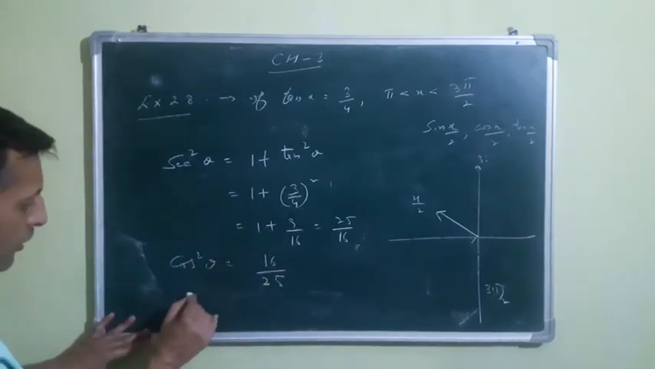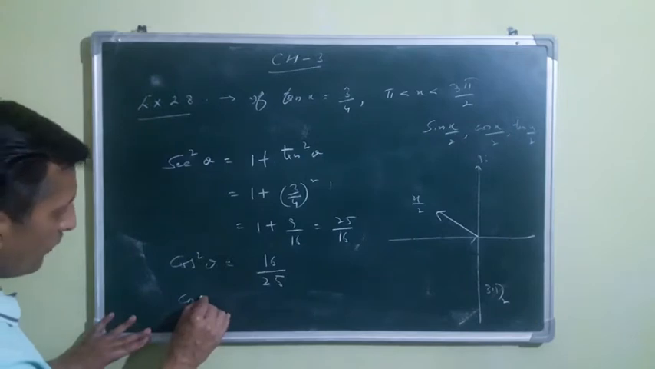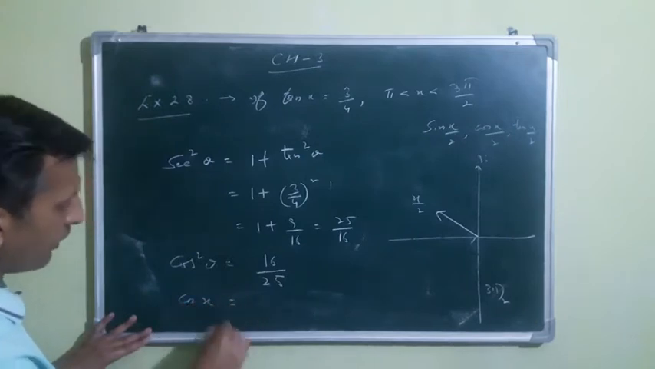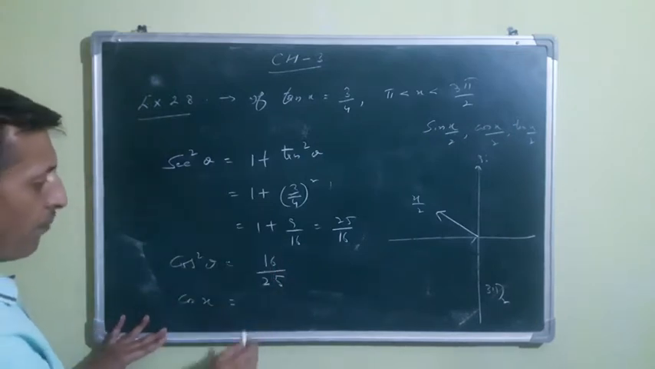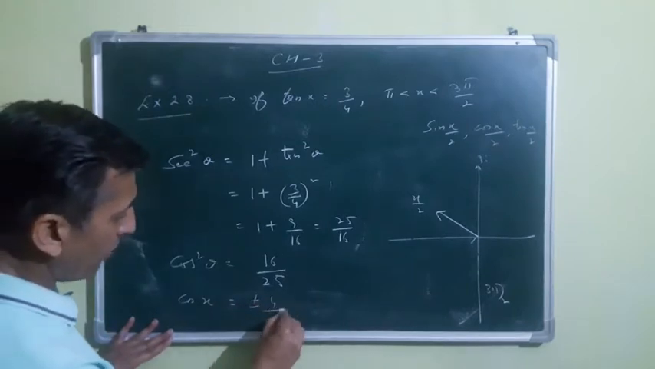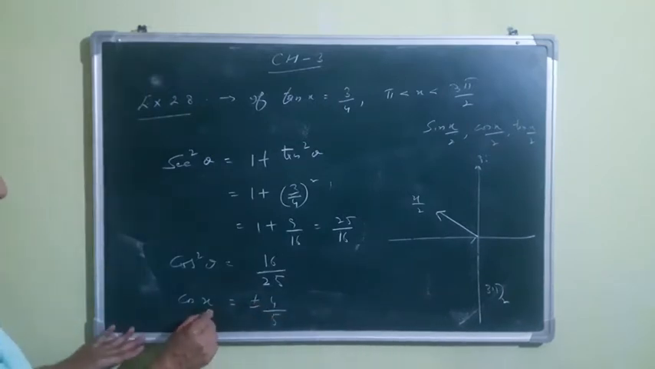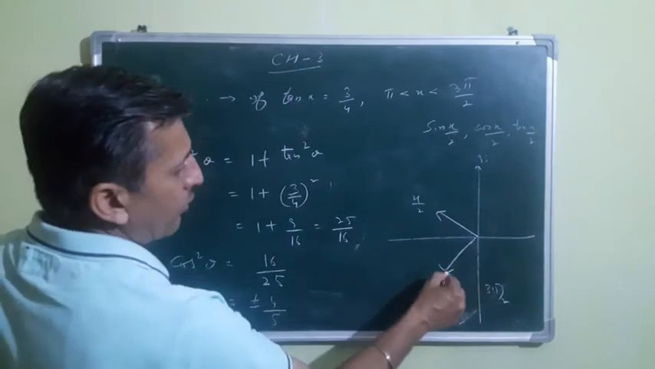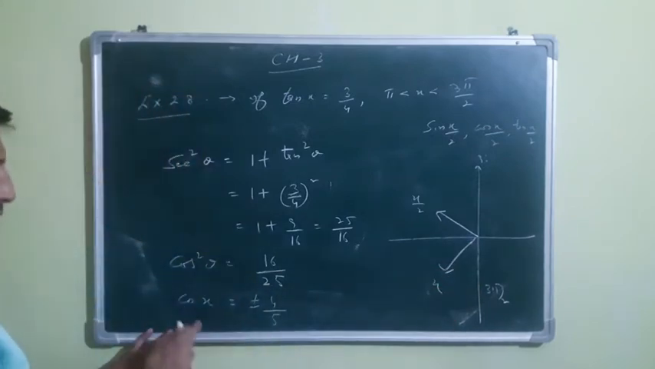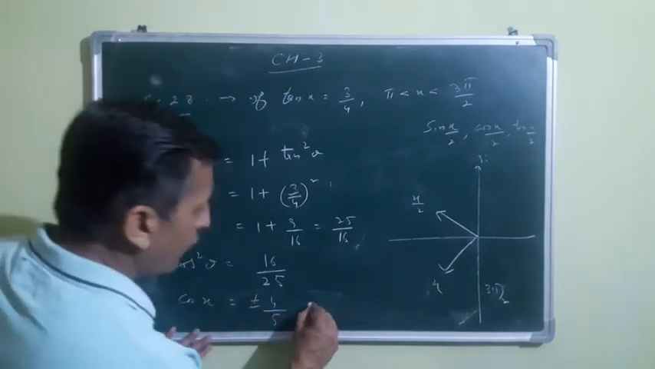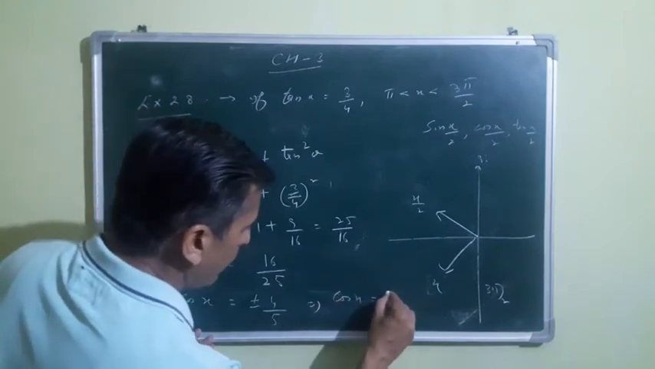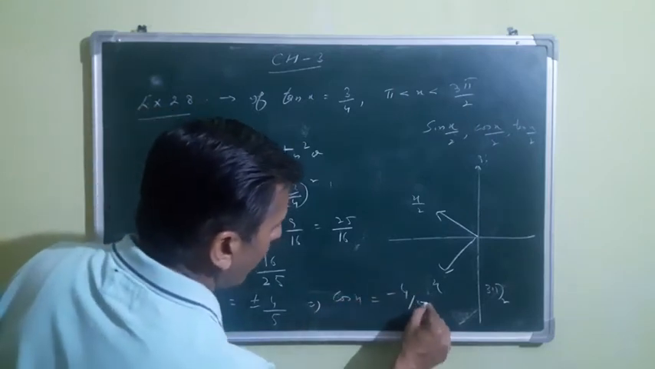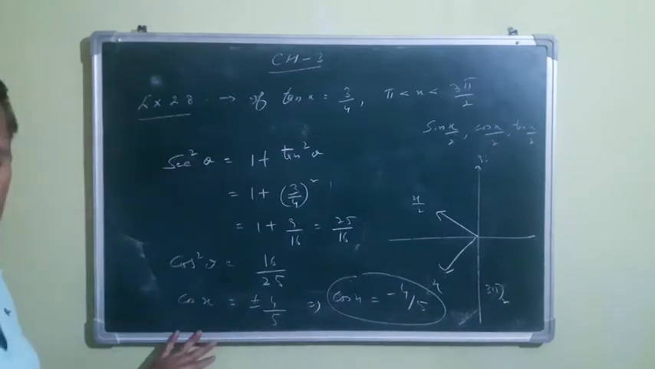But we need only cos theta. So cos theta, or cos x, is equal to plus minus 4 by 5. But x lies in the third quadrant, and in the third quadrant cos is negative, so that's why cos x is equal to minus 4 by 5. So this is the value for cos x.